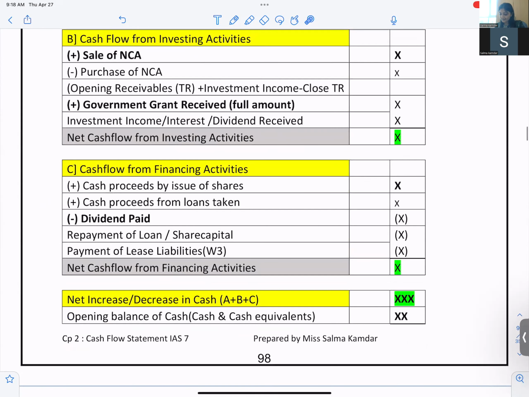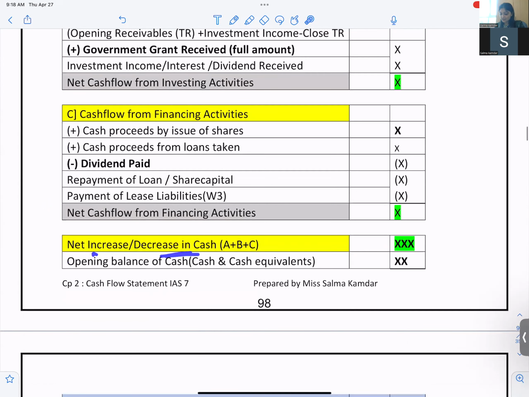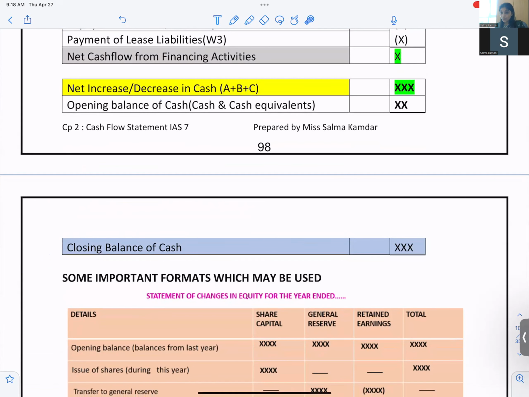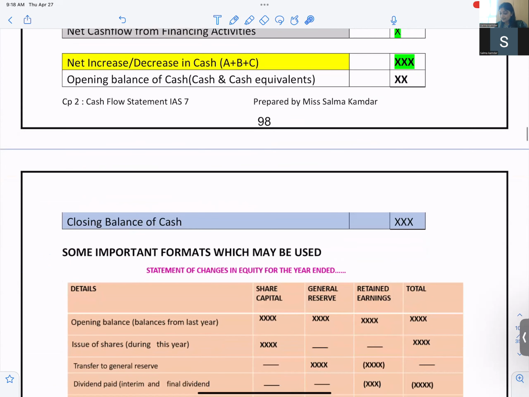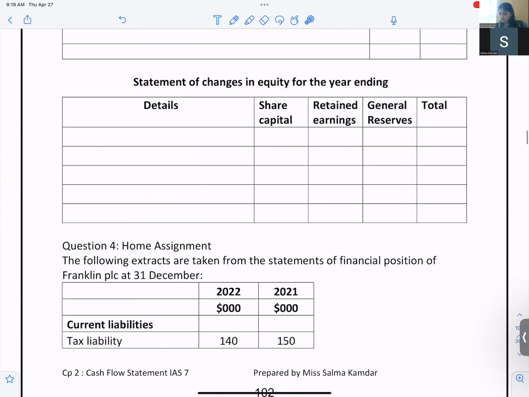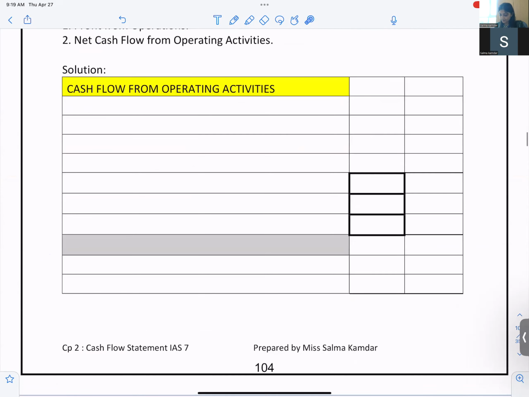You will get net increase or decrease in cash. Add opening cash and cash equivalent, and you will get your closing cash and cash equivalent. So this is your basic format of your cash flow statement.